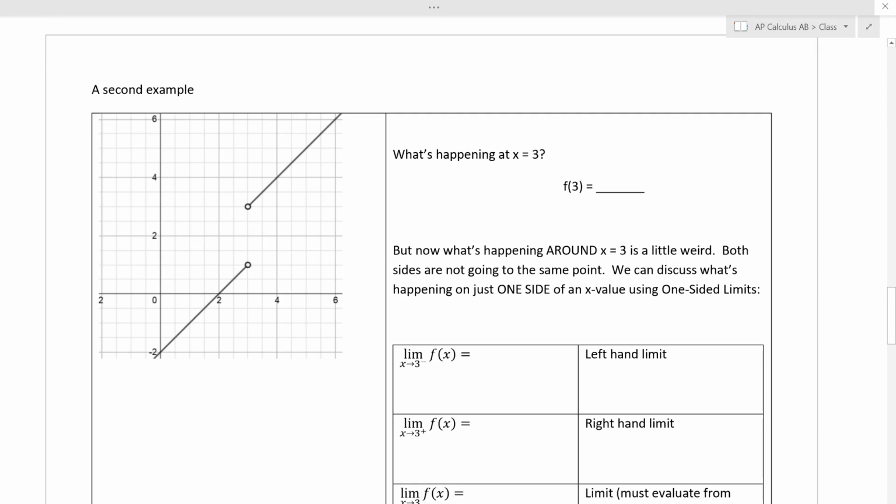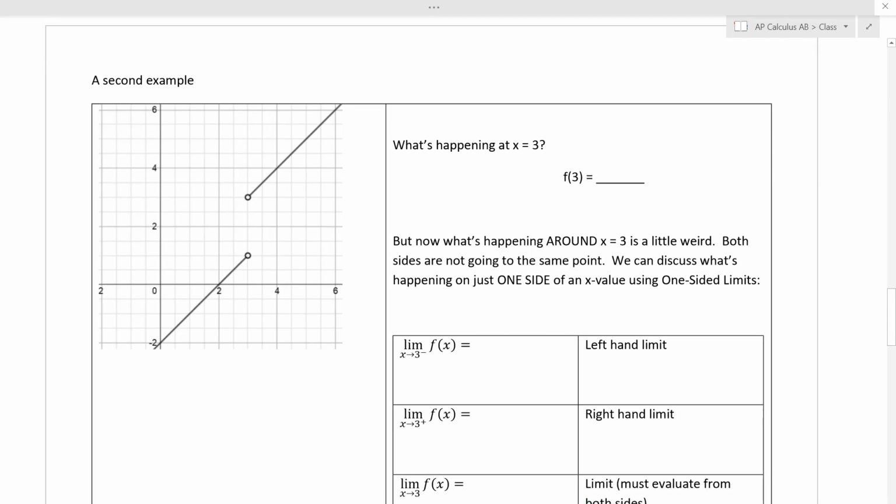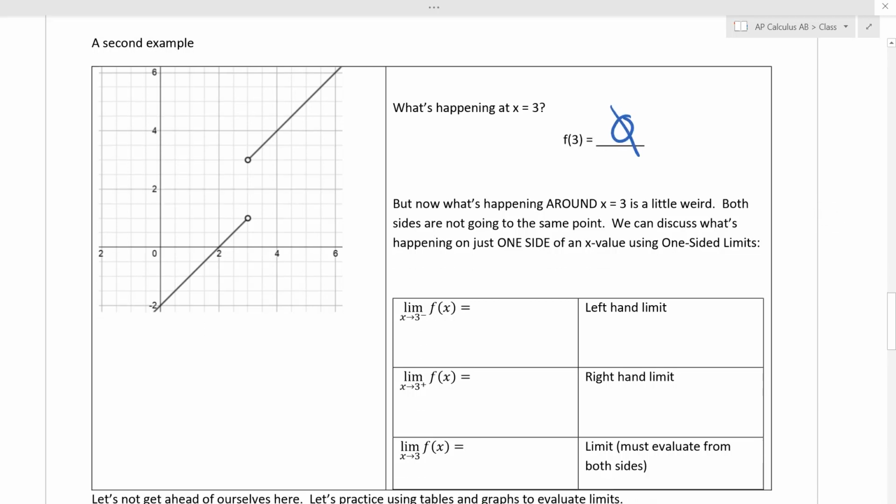Notation-wise down here, kind of important. There is no point here on this thing, right? So f of 3 is just undefined. That's totally fine. But now this is our first look at a graph that does something different on the left side than it does on the right side. At any single x value, there's really 3 things you can worry about right now. There's more stuff, but right now 3 things.